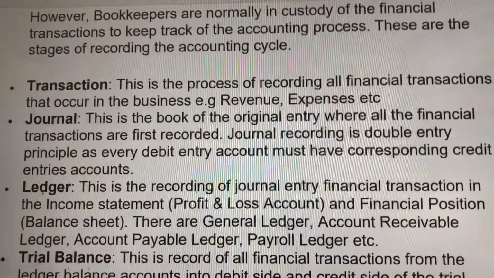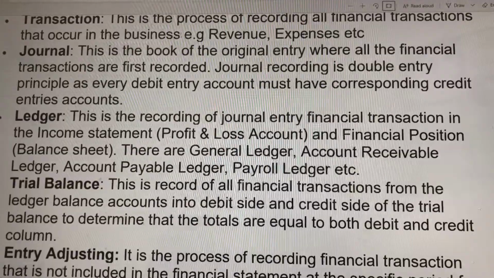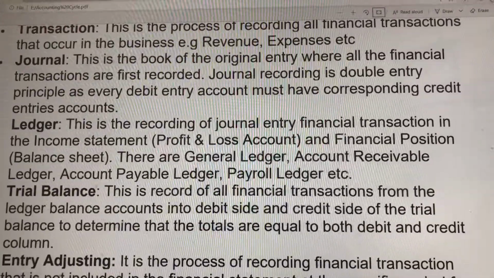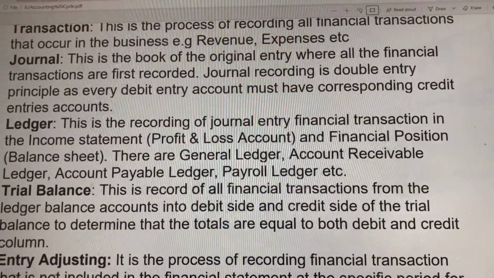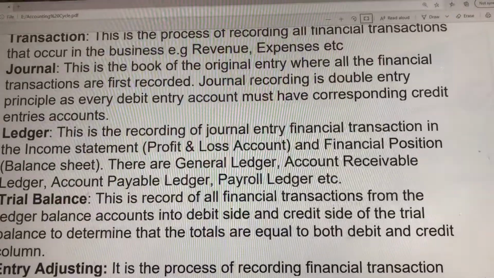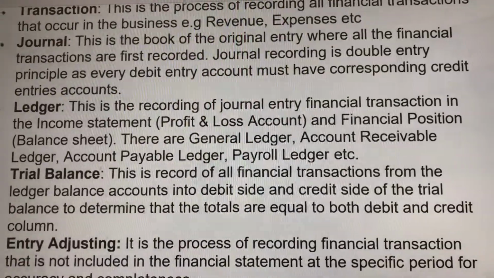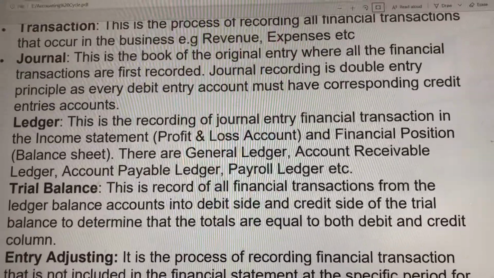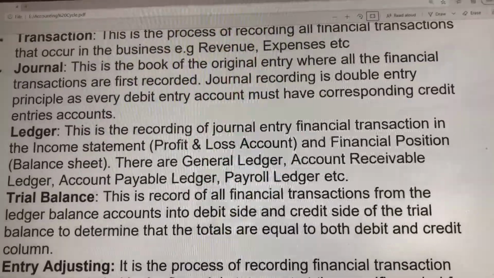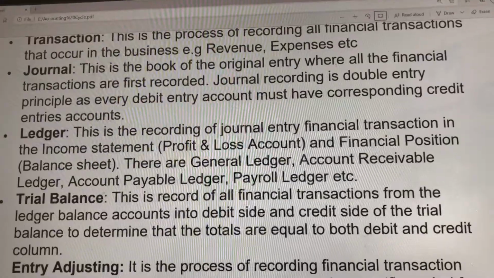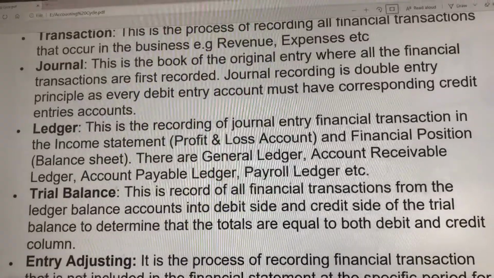The next stage is the ledger account. This is the recording of all the journals. Like I said, the journal is the first book of entry where we record all the transactions. Now we proceed to the ledger. The ledger is where we post all the journal entries for us to keep an accurate and complete record. We have different types of ledger: general ledger, accounts receivable ledger, accounts payable ledger, and payroll ledger.